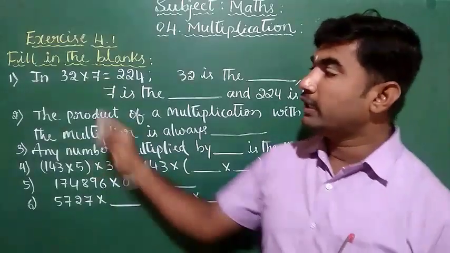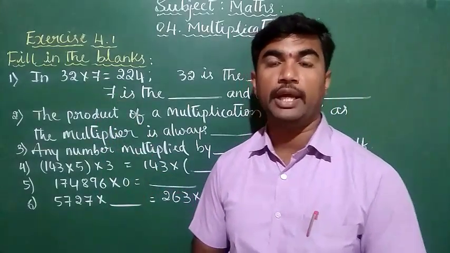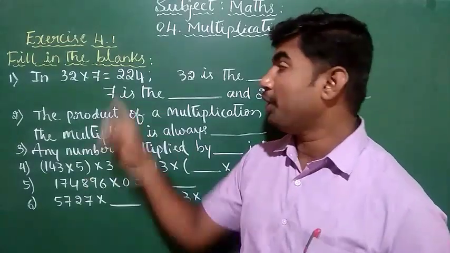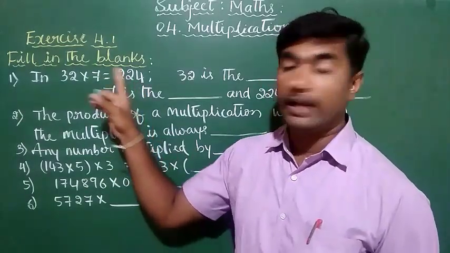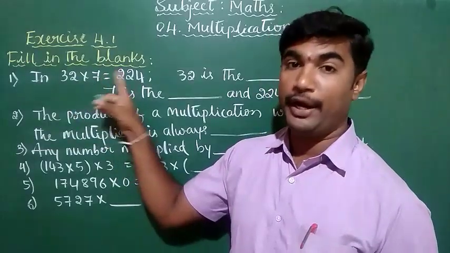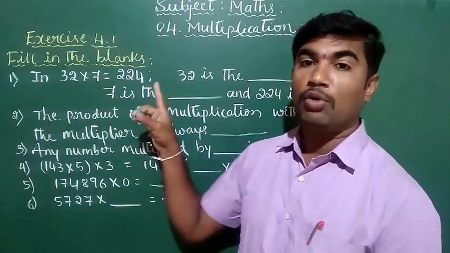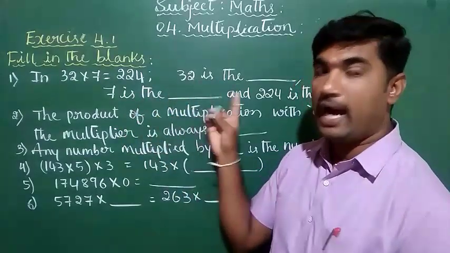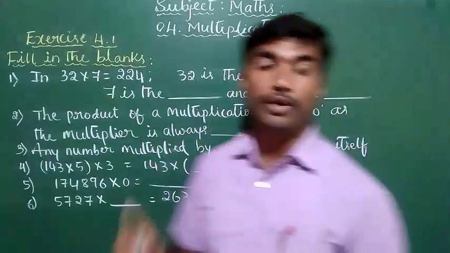Here there is a fill in the blank. 6 questions are there. The first question is 32 into 7 equal to 224. They gave the multiplicand, multiplier and also product. Here what is the question? 32 is the dash, 7 is the dash and 224 is the dash.